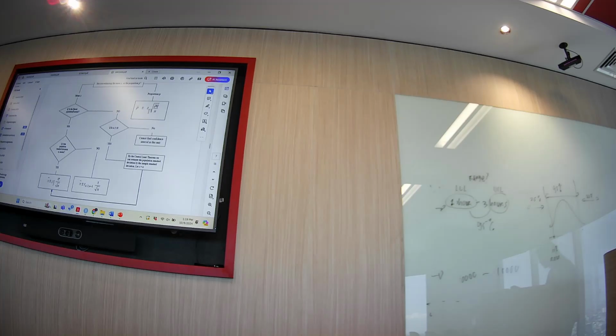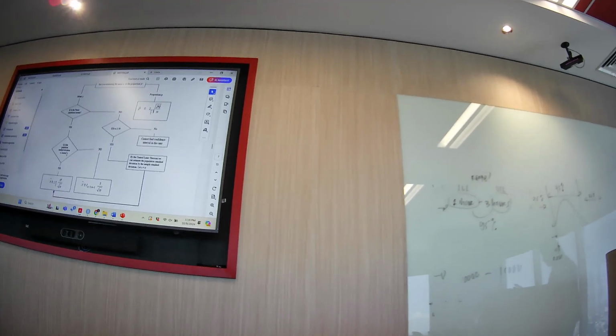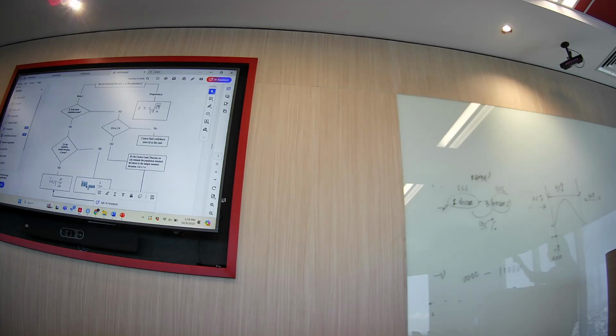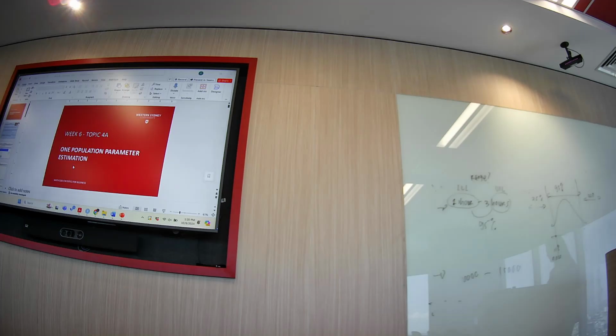If the population is normal, then you have to see whether the population standard deviation is known or not. If not, you have to use the t-score, the t table, the one that you received today. If you know the standard deviation of the population, you have to use the z-score, the table from last week. No need to memorize this, but you can take a look here. Maybe we go to an example right now, one population parameter estimation.